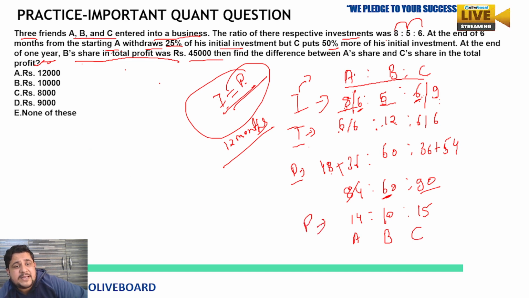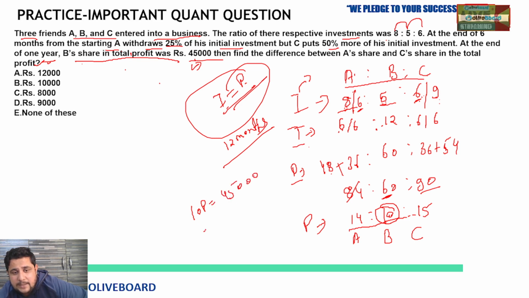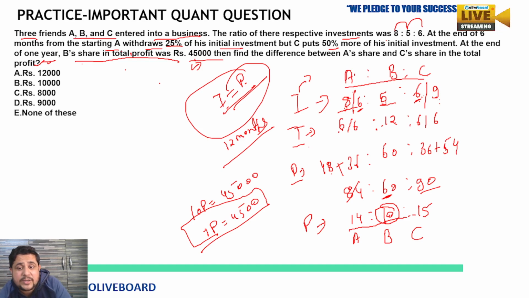Now what is given? B's share in the total profit was rupees 45,000. So we know in the profit ratio, B has how many parts? 10. So 10 parts are equal to how much? 45,000. So a single part will be equal to what? 4,500. Fine. Now you need to find the difference between A's share and C's share in the total profit.